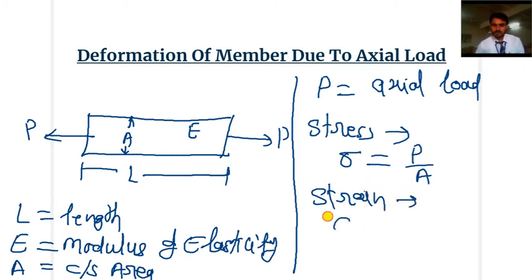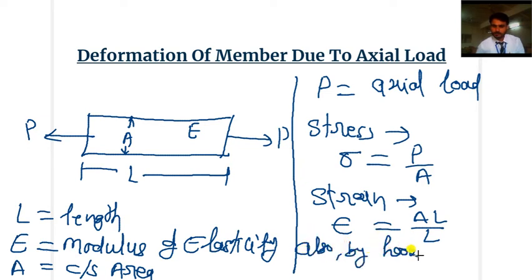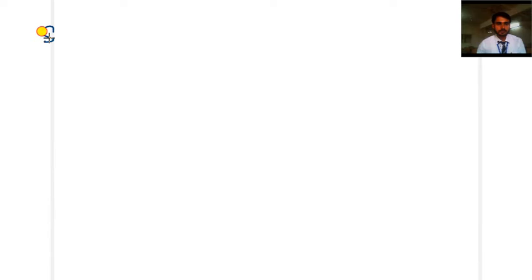Strain epsilon will be equal to change in length divided by original length, and also by Hooke's law, strain is equal to sigma by E. That is the same strain which is produced on the bar due to the same magnitude of load. Both the strains will be equal. So del L by L will be equal to sigma by E.